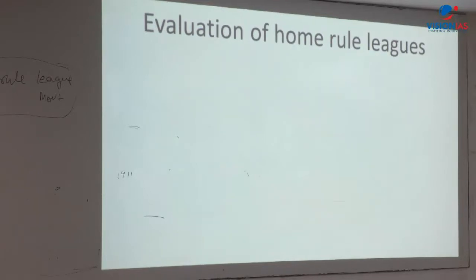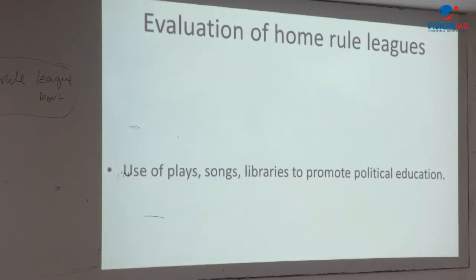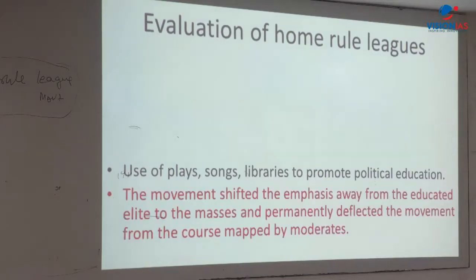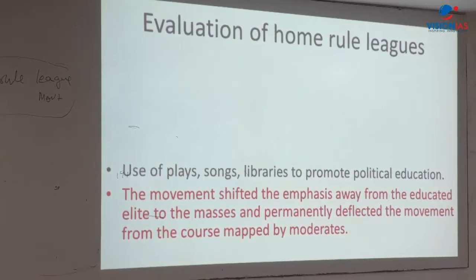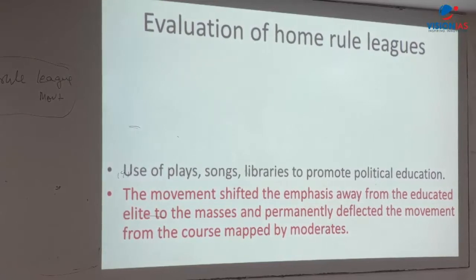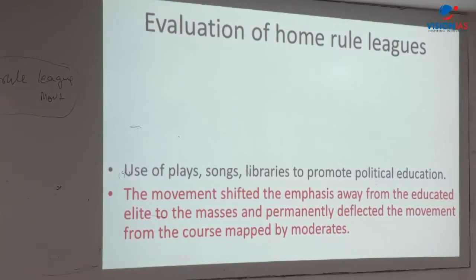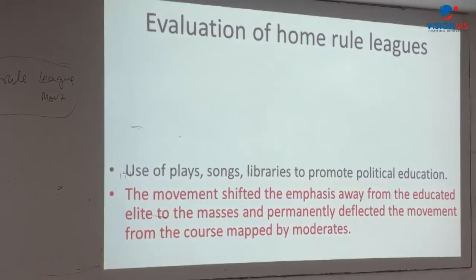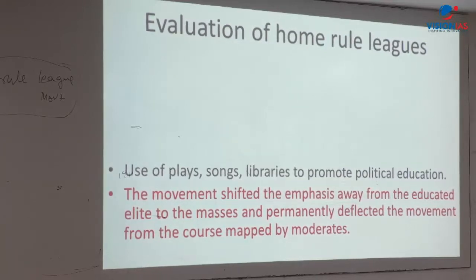That was a less charged but more useful intervention. It used plays, songs, libraries, etc. to promote political education of the masses. And this is the significance of the Home Rule League movement again: the movement shifted the emphasis away from the educated elite to the masses and permanently deflected the movement from the course mapped by the moderates. Because you see, even when Tilak and Annie Besant are seeking a rapprochement with the moderates, they are not giving up on the mass movement, because that is so integral to their understanding and their ideas and strategies.